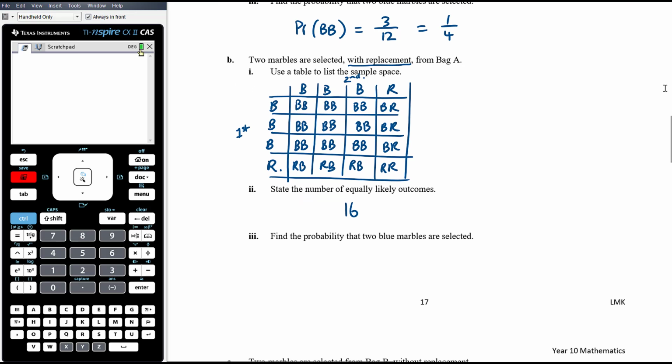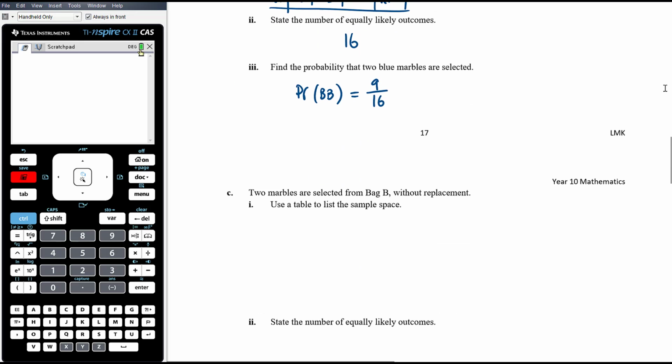A lot of them are repeated. There's actually only really 4 different outcomes, depending on if you're interested in the order that you select them, only 3 different outcomes if you're just interested in what marble you get at the end. But 16 equally likely things. Find the probability that 2 blue marbles are selected. Probability of blue, blue: there are 9 outcomes out of 16 that are blue and blue.